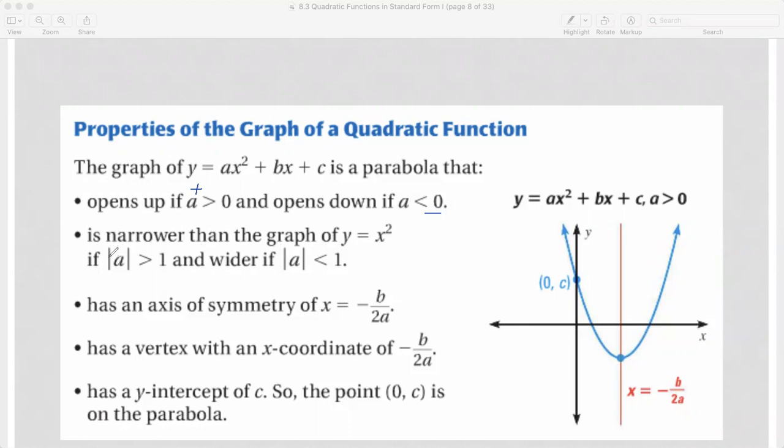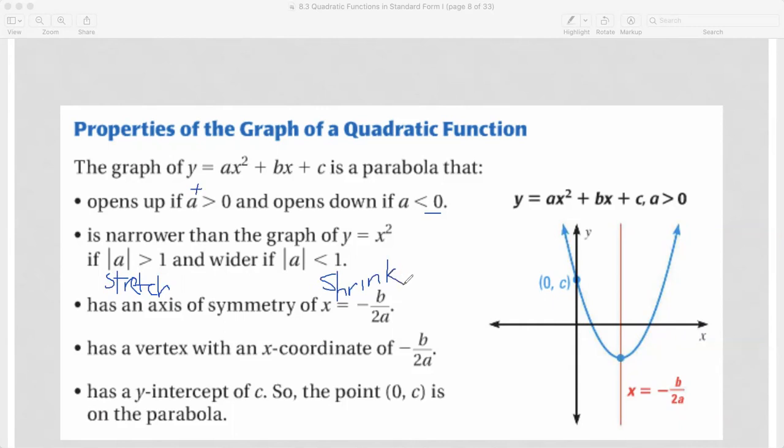Okay, so here they're focusing on the absolute value of a. They're saying if the absolute value of a is greater than 1, they're calling it narrow. We called it a stretch. So if it was greater than 1, it would be a stretch. It would be tall and skinny, stretching up. If the absolute value of a is less than 1, it would be called a shrink. It would be short and stumpy, which is why they're calling it wider. We call it a shrink.